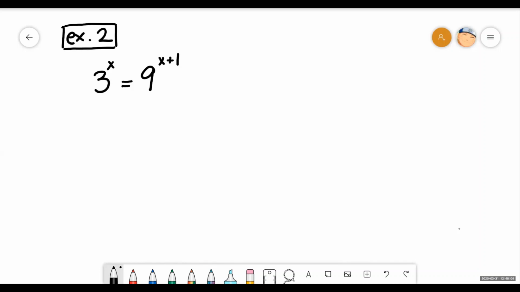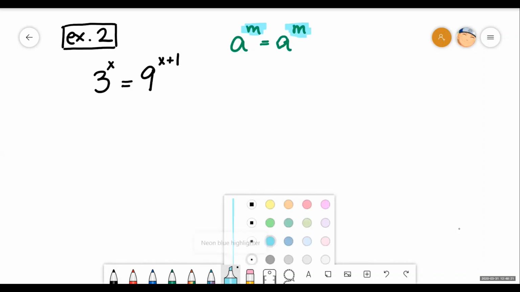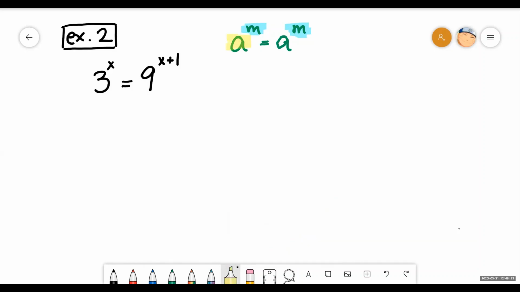of the exponent at the moment, but we could try our best to do what we did before, which is make two bases the same so that we can figure out what their exponents are. So again, if the two bases are the same, then the exponents are the same. So that's our goal right now.